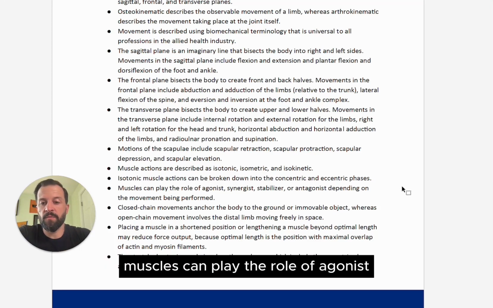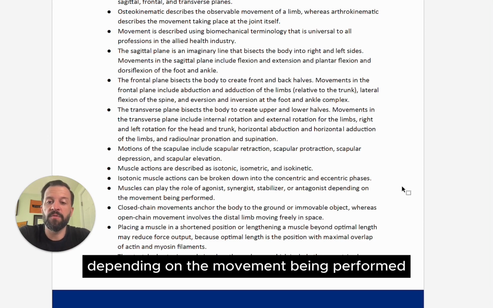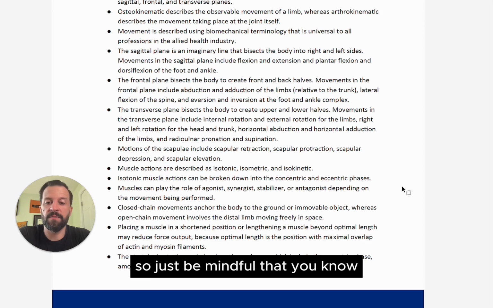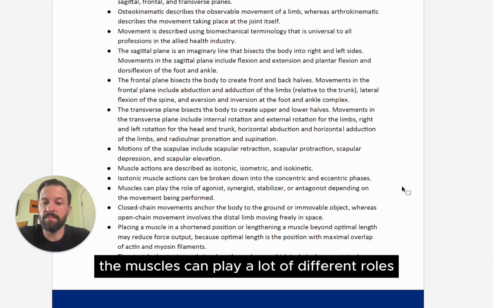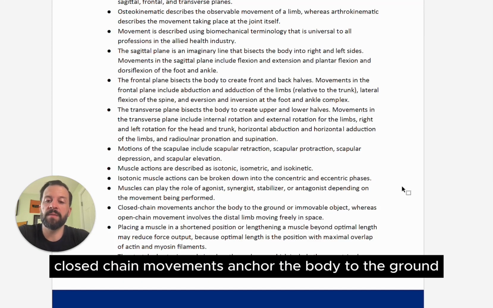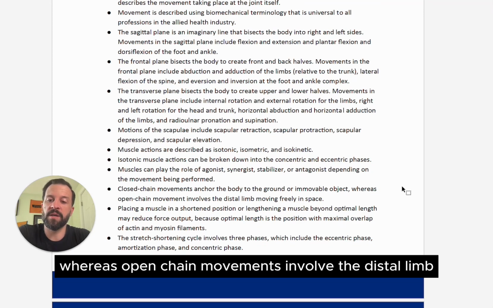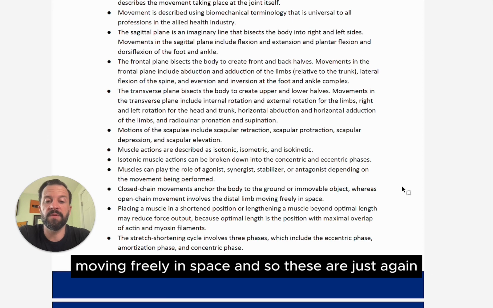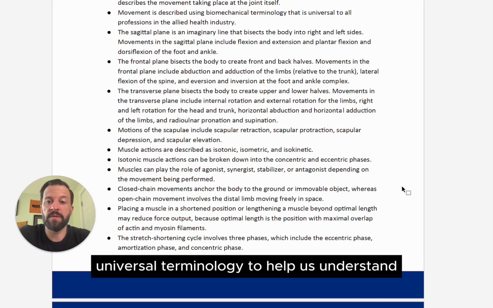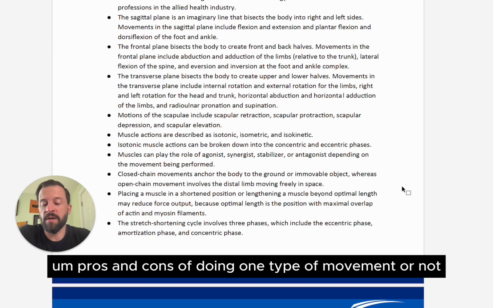Muscles can play the role of agonist, synergist, stabilizer, or antagonist depending on the movement being performed. So just be mindful that muscles can play a lot of different roles. It just depends on the movement that's being performed. Closed chain movements anchor the body to the ground or an immovable object, whereas open chain movements involve the distal limb moving freely in space. Again, it's just a simple universal terminology to help us understand the benefits or pros and cons of doing one type of movement or not.